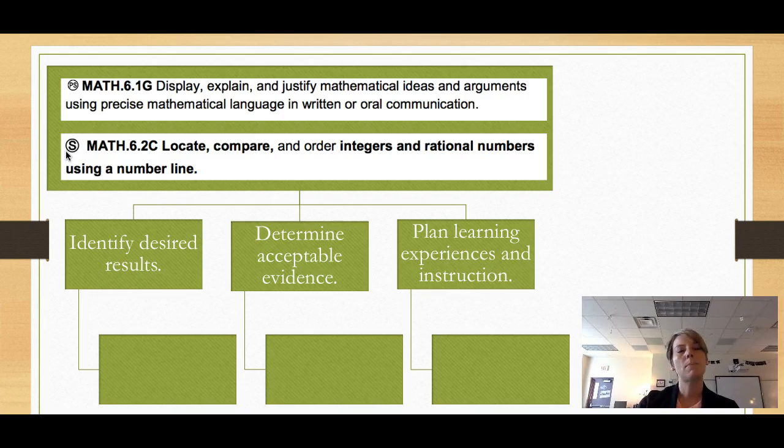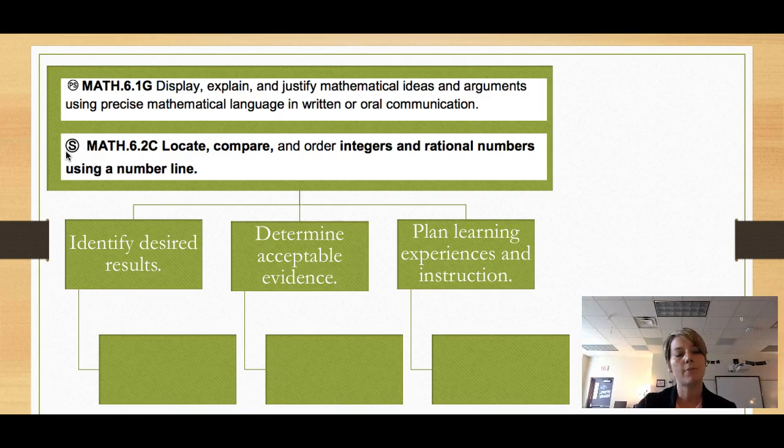But if I'm thinking about an end result, I'm combining that, and I want to dig deeper and I want to provide a goal that requires students to think deeply and critically. It might sound something like this. I want students to be able to adequately justify the location and comparison of integers and rational numbers on a number line and explain how this is relatable to real-world situations.